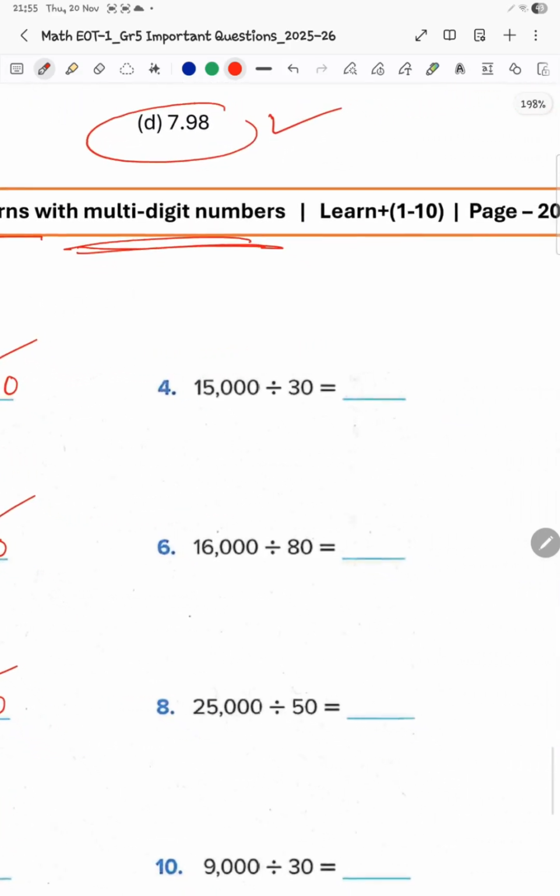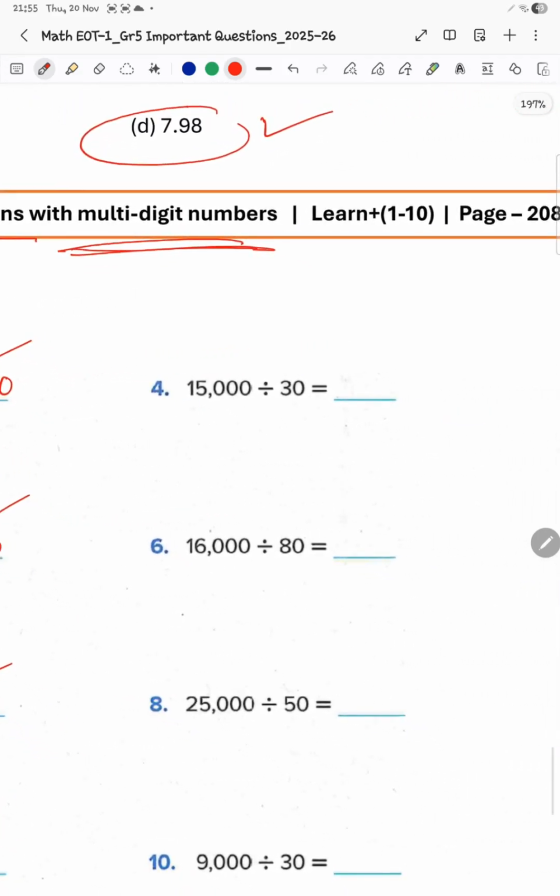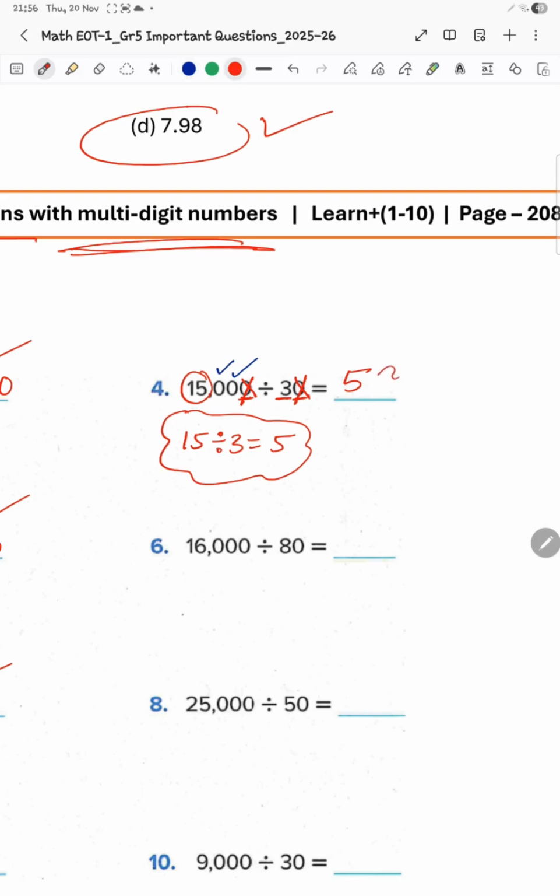Quickly come to these questions. Here again, 1 zero I will cut here. 1 zero I will cut here. 15 divided by 3 first. 15 divided by 3 will give you 5. So 5 I will put here. Now how many zeros are left? 2 zeros. So put 2 zeros at the end. That's the answer.